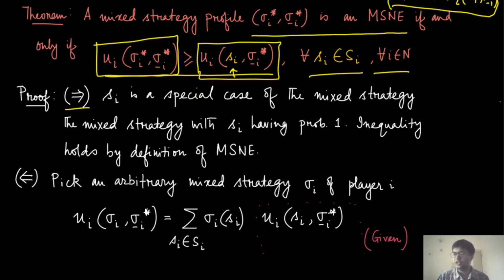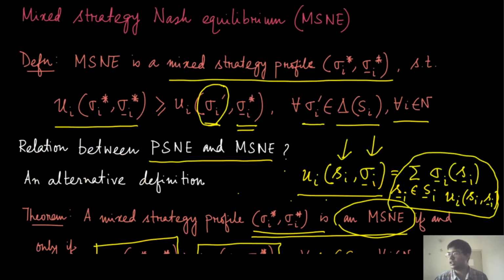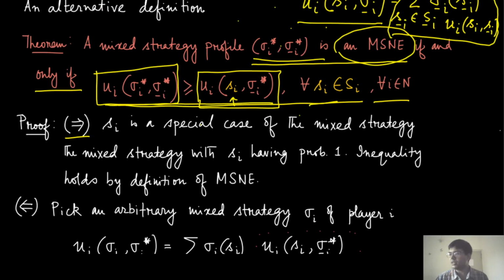The forward direction, we'll be denoting that as this. In an if and only if statement, the forward direction means that we start with the statement on the left, that is, we consider that sigma i star and sigma minus i star is a mixed strategy Nash equilibrium, and then we'll show that this inequality holds. This is also sometimes called the only if direction. Now, s i is a special case, and we are already given the definition of mixed strategy Nash equilibrium. So by the original definition, s i is just a degenerate case of that. You just put all the mass on s i. That probability distribution is going to give you the expectation, the utility that we have written on the right hand side. So using the definition of mixed strategy Nash equilibrium, the forward direction is obvious. There is nothing that needs to be formally proved in this case.